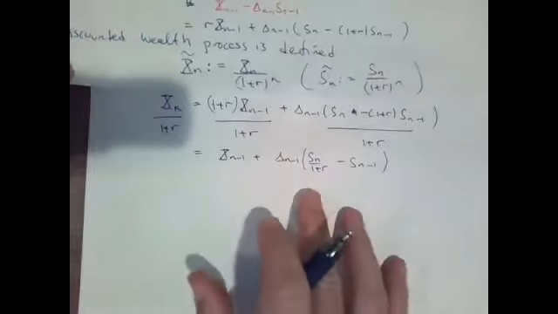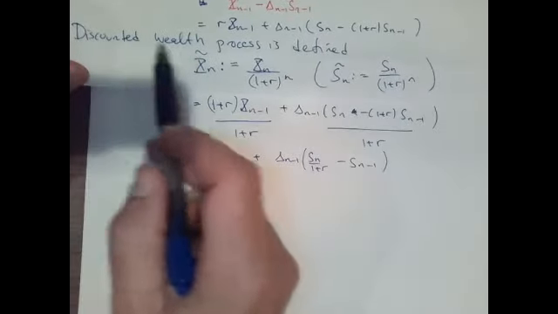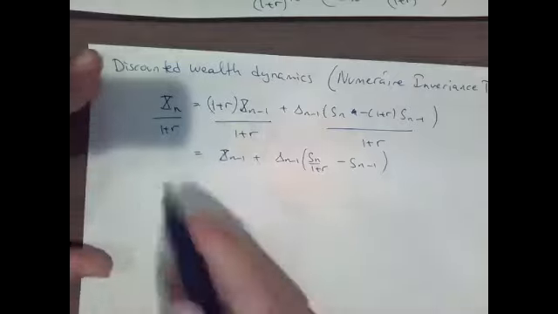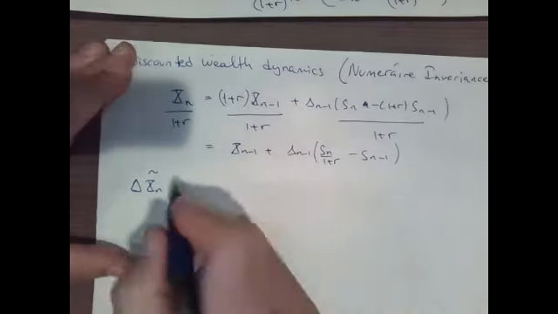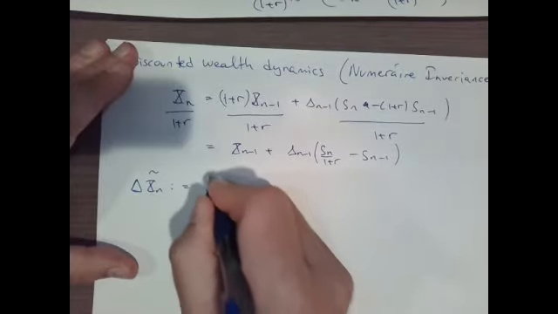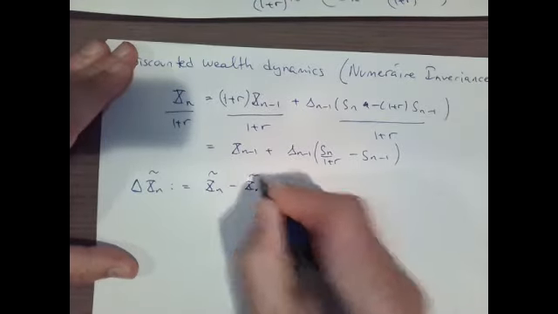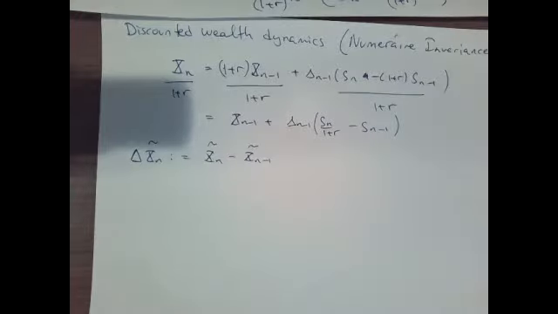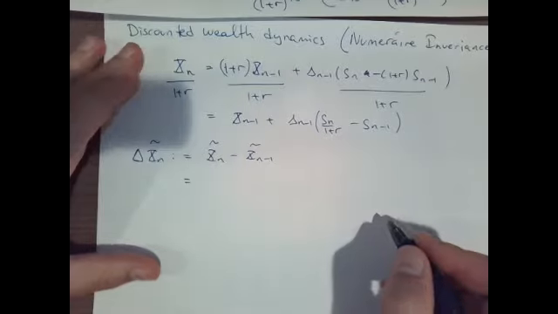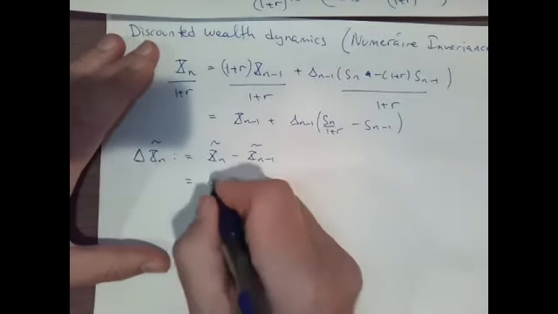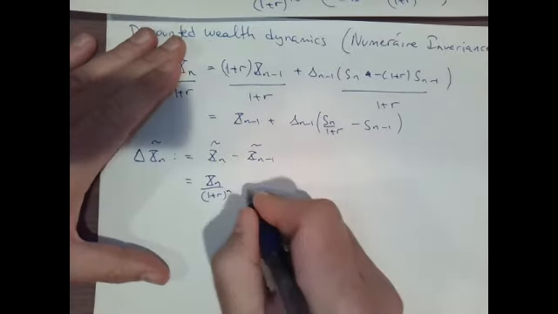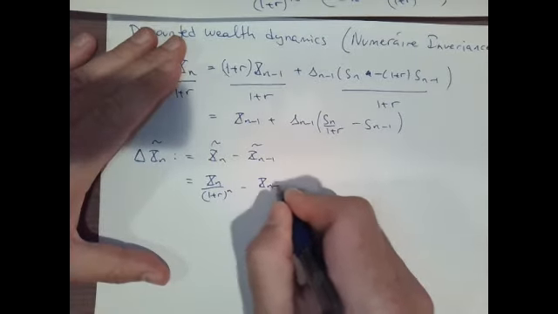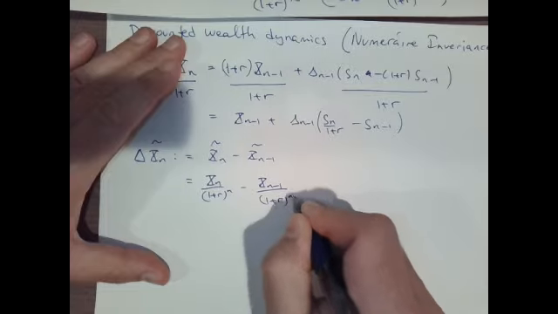And I'm going to use this calculation here when it comes to figuring out what the discounted wealth dynamics are. I need to calculate delta xn tilde. But just as before, this is defined to be xn tilde minus xn minus 1 tilde. Okay, I'll use the definition. This here is xn divided by 1 plus r to the power n, minus xn minus 1 divided by 1 plus r to the n minus 1.